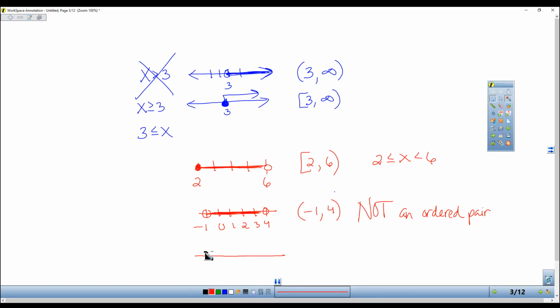Let's just do one more. Let's say I'm going all the way from 5, closed, and it's this side. And if it goes on forever, then you would say negative infinity. Way out here is negative infinity to 5. And since it's a closed circle, it would be a bracket. Okay, so there was like a little mini lesson within the lesson.